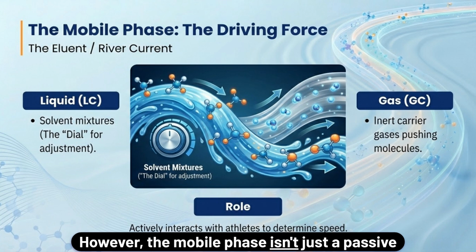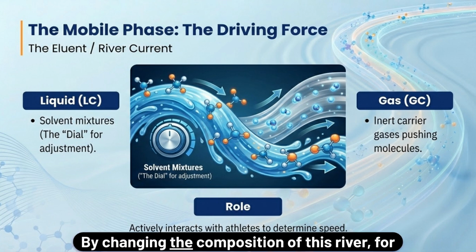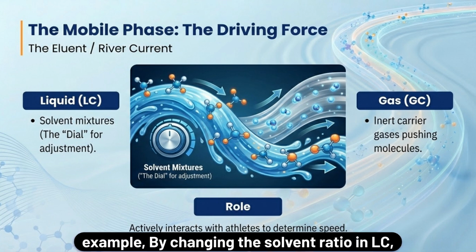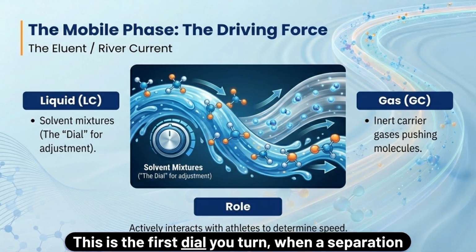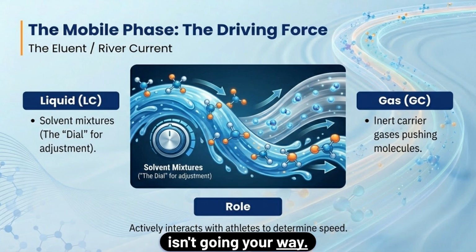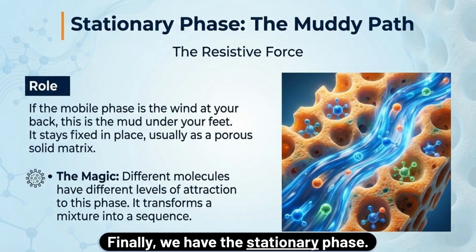However, the mobile phase isn't just a passive carrier. By changing the composition of this river, for example, by changing the solvent ratio in LC, you can make the water more or less attractive to your athletes. This is the first dial you turn when a separation isn't going your way. Finally, we have the stationary phase.